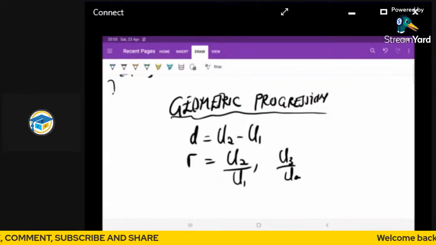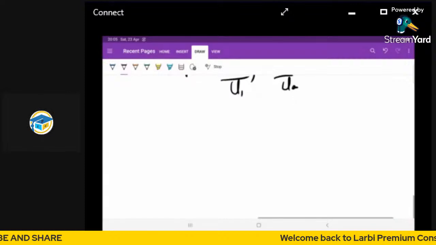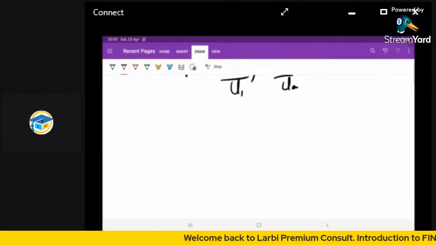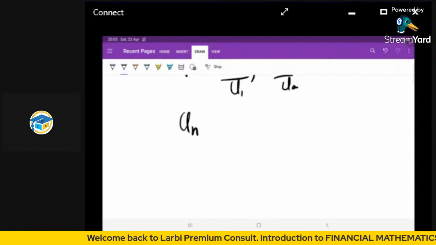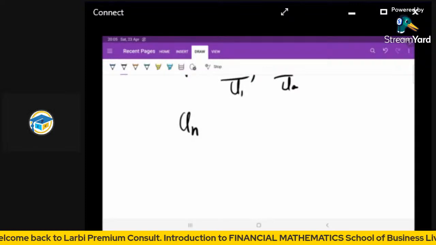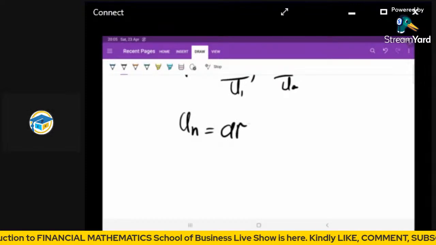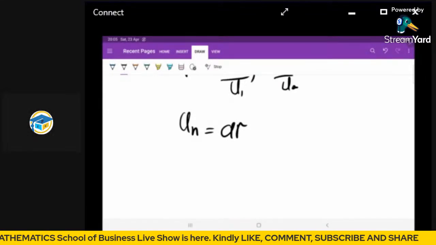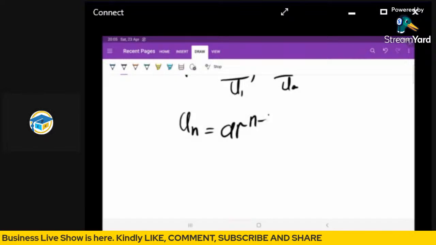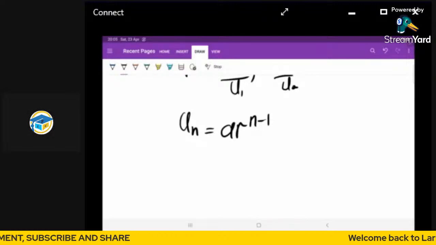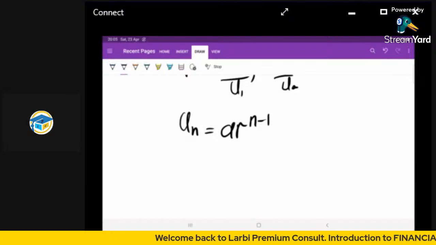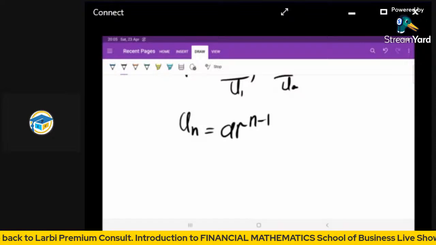For you to find a particular term, here is the formula. Most of the time you use Un. To find a particular term Un, it is always going to be your a, that's the first term, multiplied by your common ratio raised to the power n minus 1. Remember, the n minus 1 as a power is on top of the r. That is the formula we use to find a particular term within the pattern of a geometric progression. I hope that is clear.